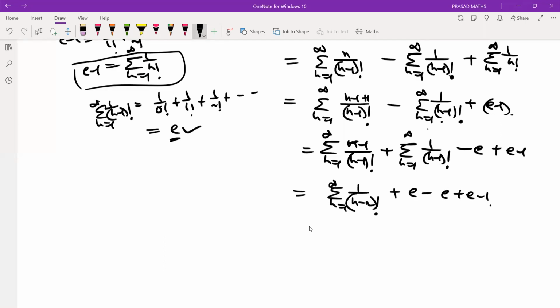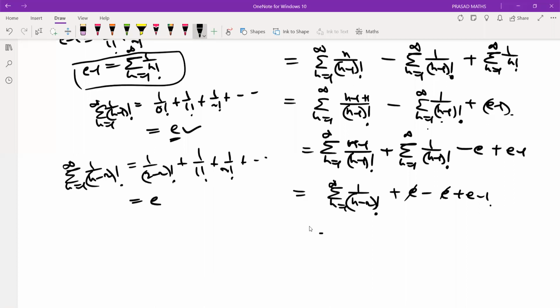Therefore, what do you get? This e cancels. What is this? Summation of 1 by (n minus 2) factorial. Here n equals 1 is not meaningful, because there is no negative factorial. So it is 2 minus 2 factorial, 3 minus 2 factorial, 4 minus 2 factorial, going on. This is exactly your e. Therefore, this is e plus e minus e, that means 2e minus 1, right?